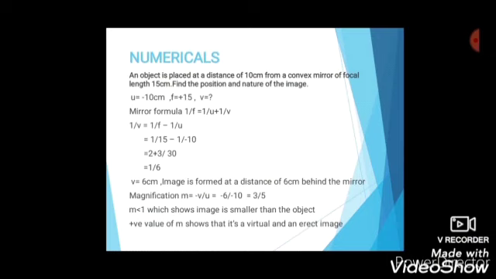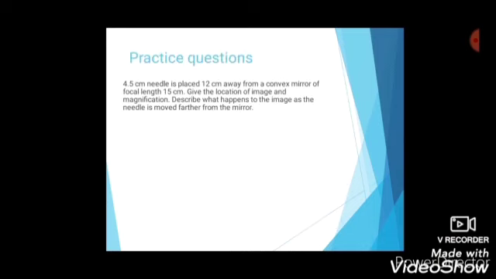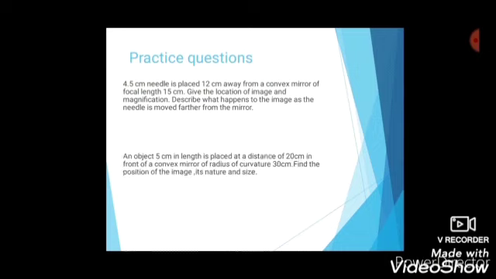Now to make this concept even clearer, I'm going to give you 3 practice questions which I want all of you to solve. The first question: a 4.5 centimeter needle is placed 12 centimeter away from a convex mirror of focal length 15 centimeter. Give the location of the image and magnification. Describe what happens to the image as the needle is moved further from the mirror.